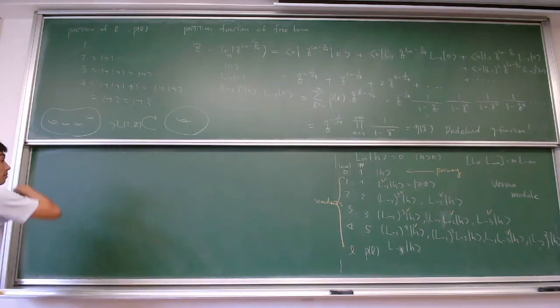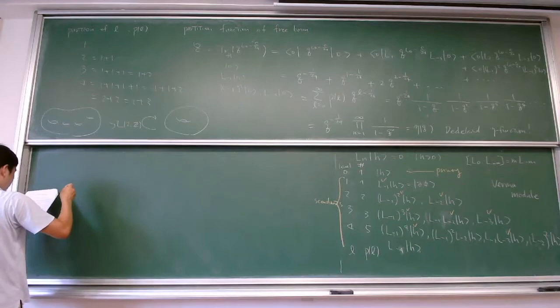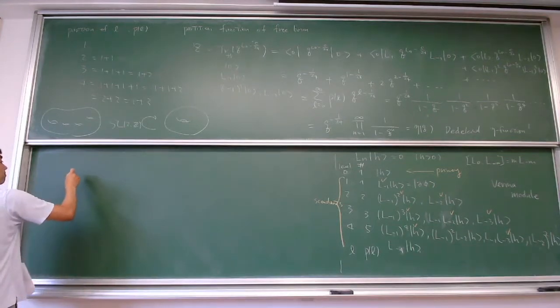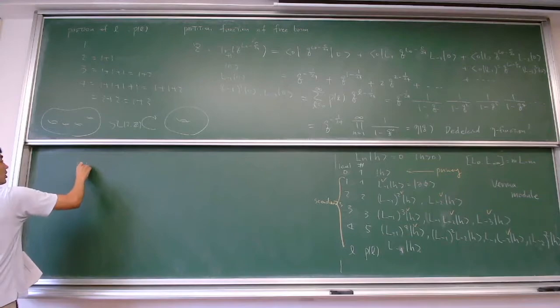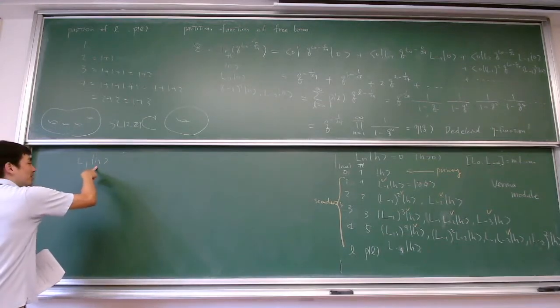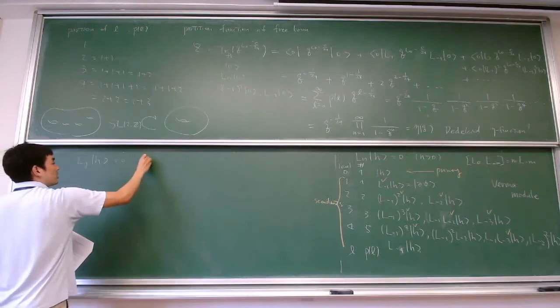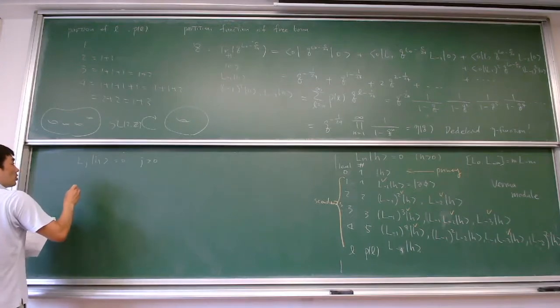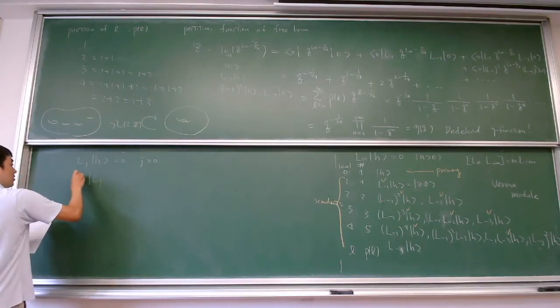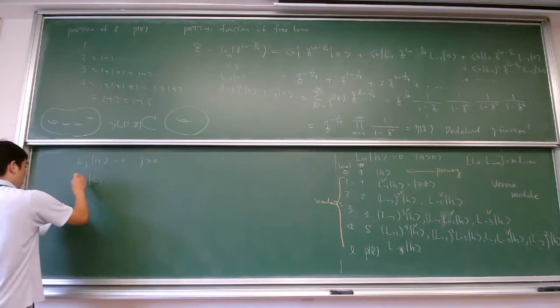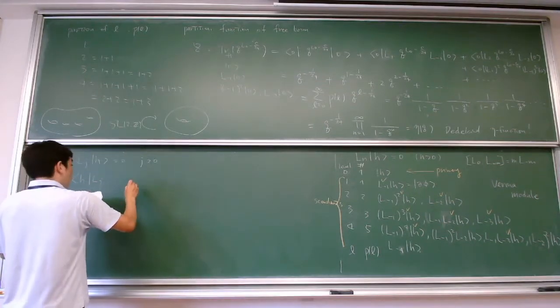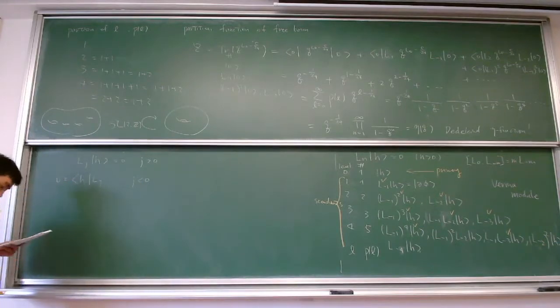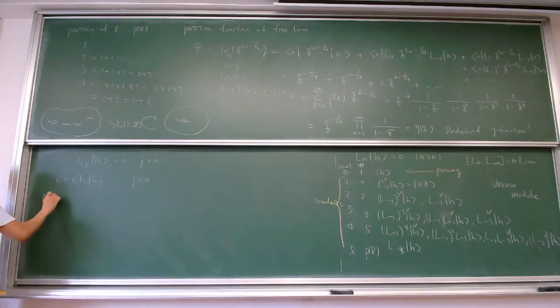Some remarks on unitarity. You need to have unitarity, so L_J acts on the primary state H as zero when J is greater than zero. That we know already. So if you take the Hermitian conjugate, L_J acting on H is equal to zero when J is less than zero. That's the Hermitian conjugate statement.